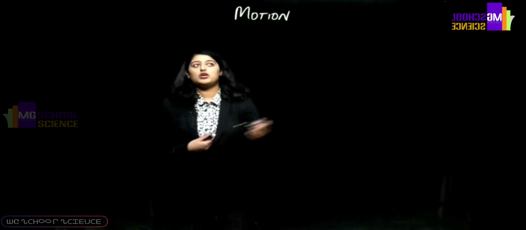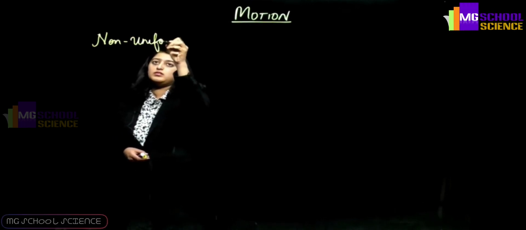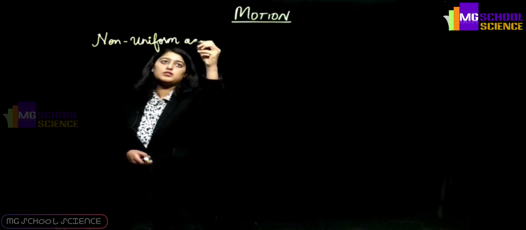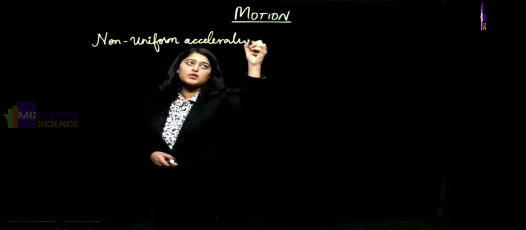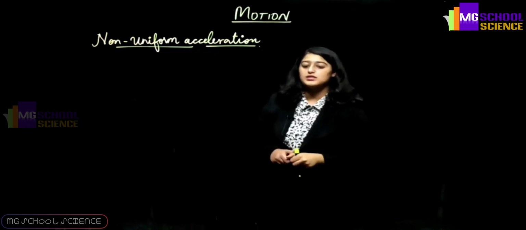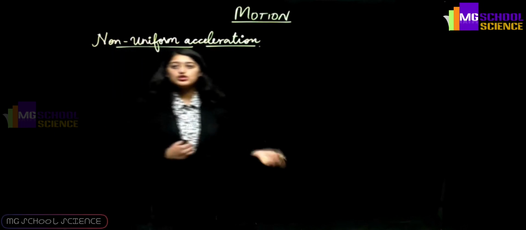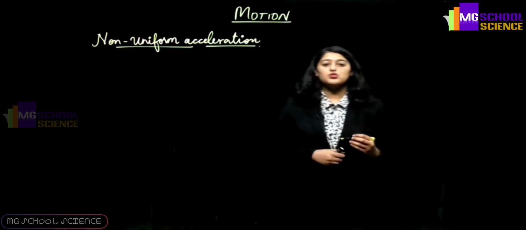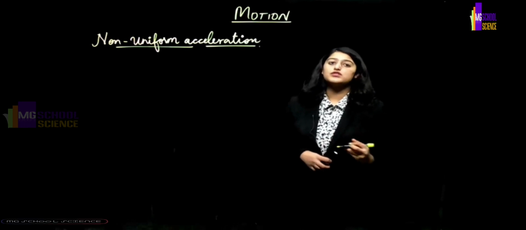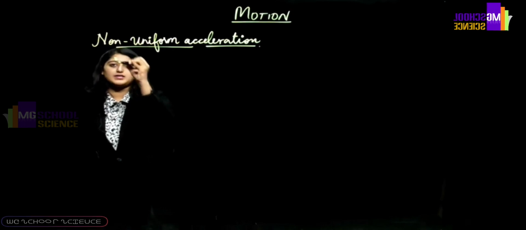So in this session, we will talk about non-uniform acceleration. As the name describes, non-uniform acceleration describes when a body is in constant motion, or when the body is moving, the acceleration or the velocity of the body changes continuously. So in such cases, we call it non-uniform acceleration.